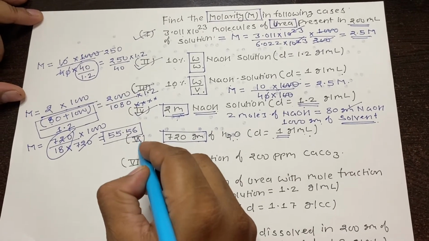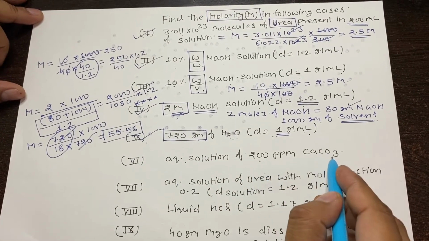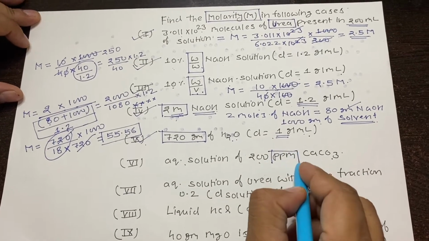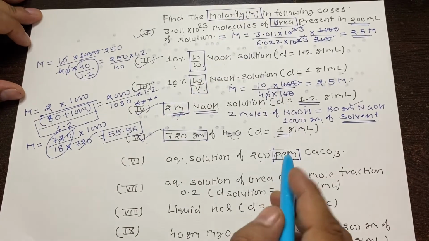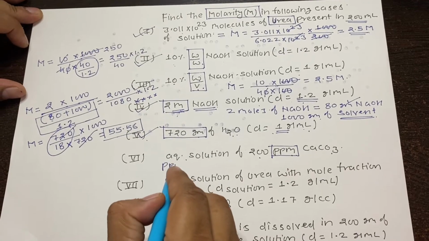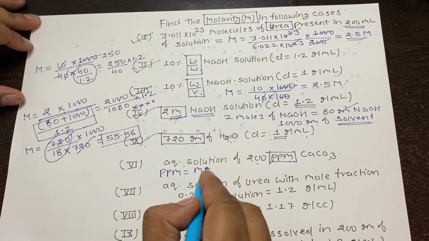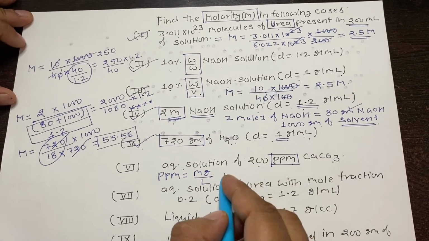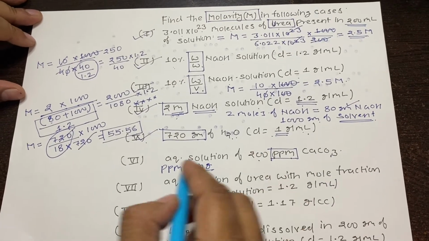And the next part, aqueous solution of 200 ppm CaCO3. This gives the relation between the parts per million and molarity. So how can we relate this? 200 ppm, simply ppm means milligram per liter. So here it is given that 200 ppm of CaCO3, which means simply 200 milligram per liter of CaCO3.